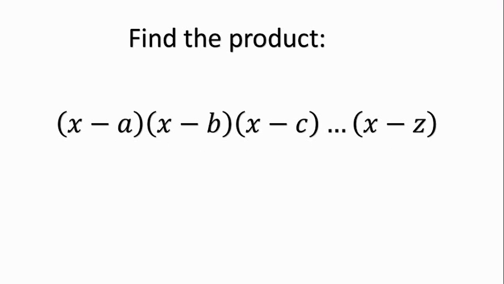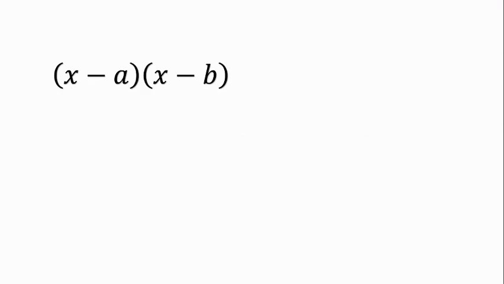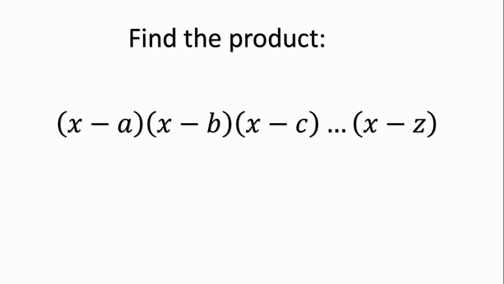When we speak of a product, we mean the result of multiplication, as in the case of 2 times 3 equals 6. So 6 is the product, and 2 and 3 are the factors. So the problem goes, find the product of x minus a times x minus b times x minus c until x minus z. So notice that we are multiplying a total of 26 factors here, as the pattern makes use of the letters in the alphabet.